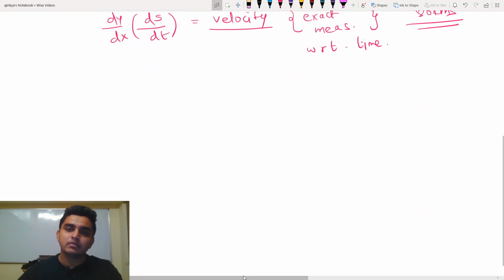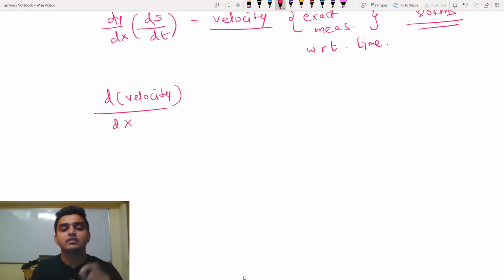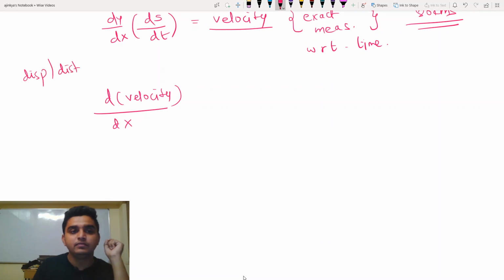But what is the purpose of higher order derivatives? The purpose is when you differentiate velocity. See, first we differentiated displacement or distance. Now we are differentiating the velocity. It will give you acceleration.